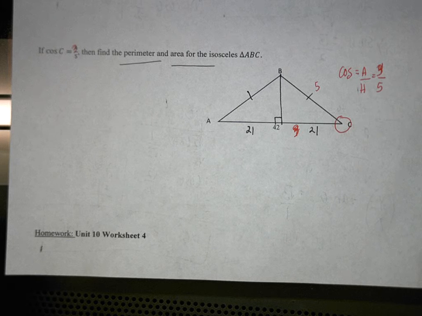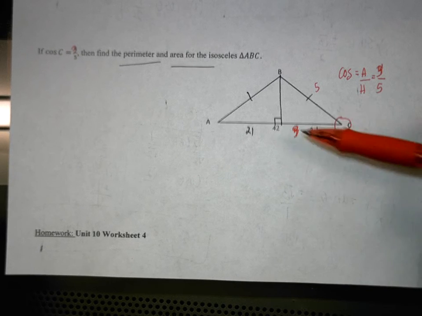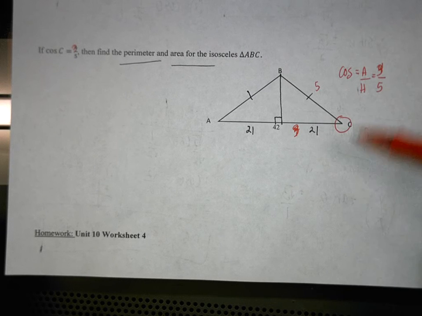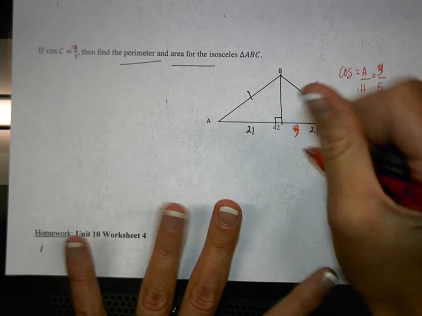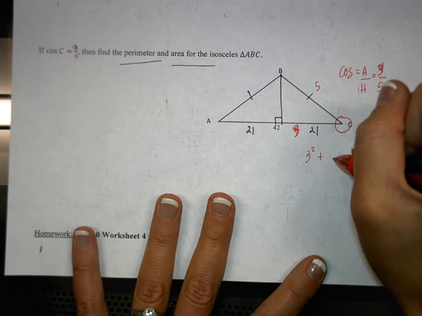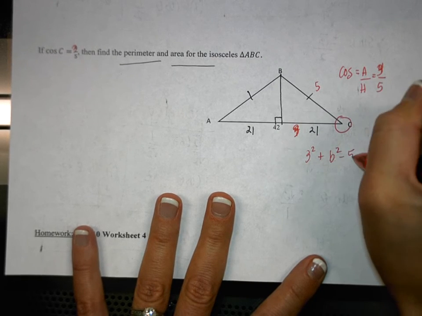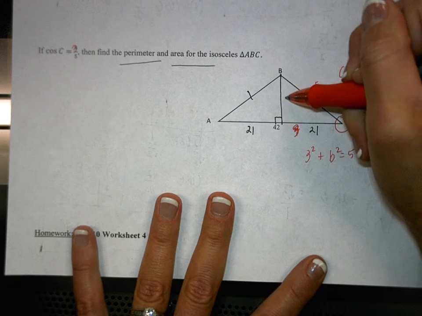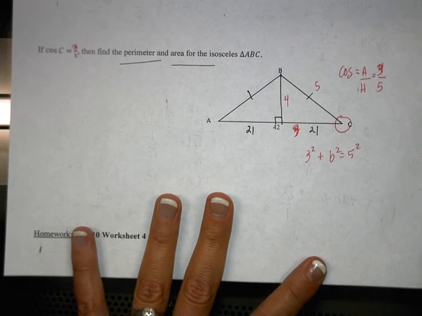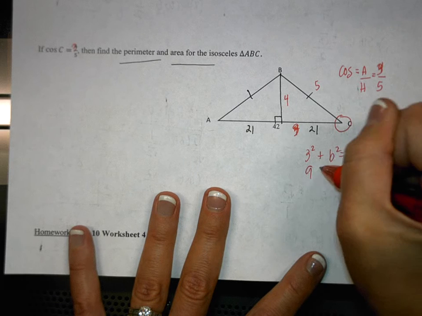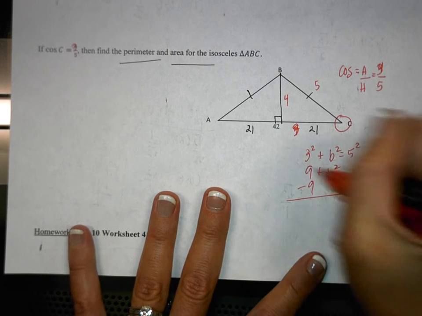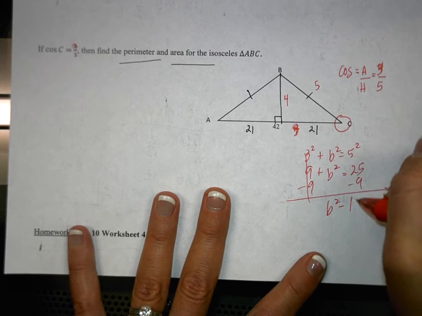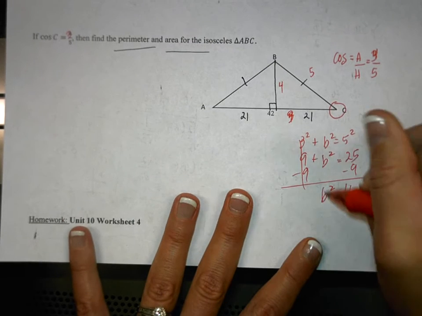Okay, now if this is 3 and this is 5, do you guys know what kind of triangle this is? It's actually a 3, 4, 5. And you could end up going like 3 squared plus b squared equals 5 squared to find out that this one ends up being a 4. Okay? So 9 plus b squared equals 25. You subtract 9. We get b squared equals 16, which means that b equals 4.